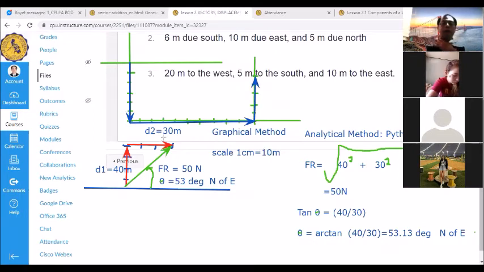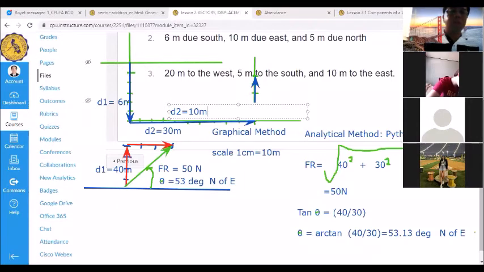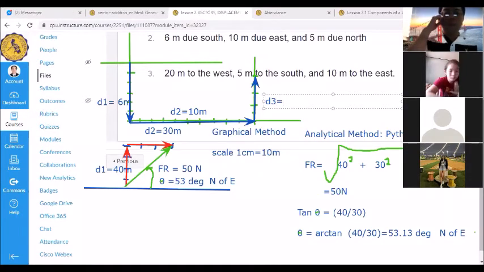Okay, our values of our vector again. So for D1, this is equal to 6 meters. Our D sub 2 equals 10 meters. And D sub 3 is equal to 5 meters. Okay, so we have our 3 vectors and their indicated directions.